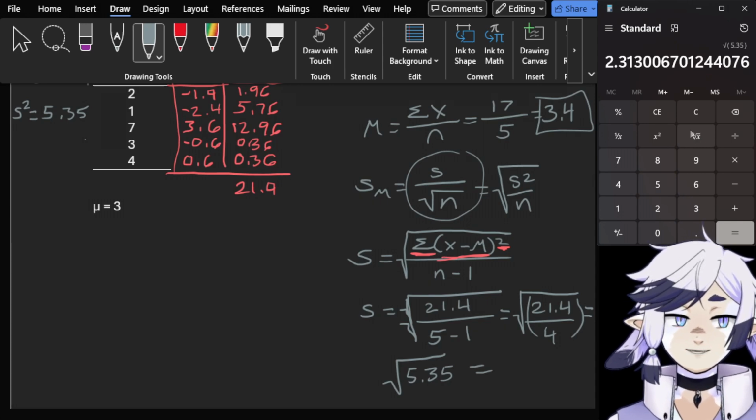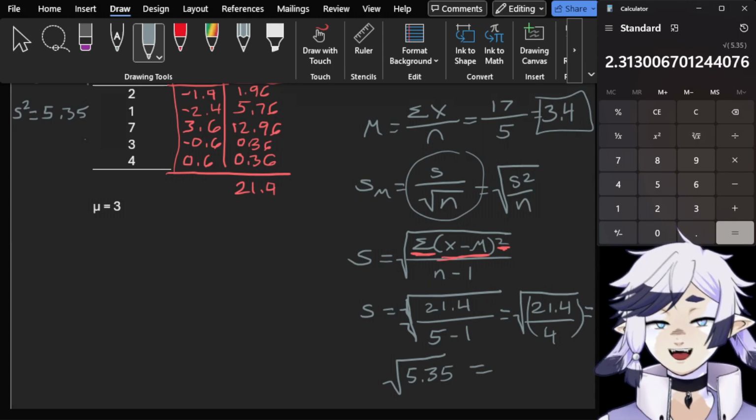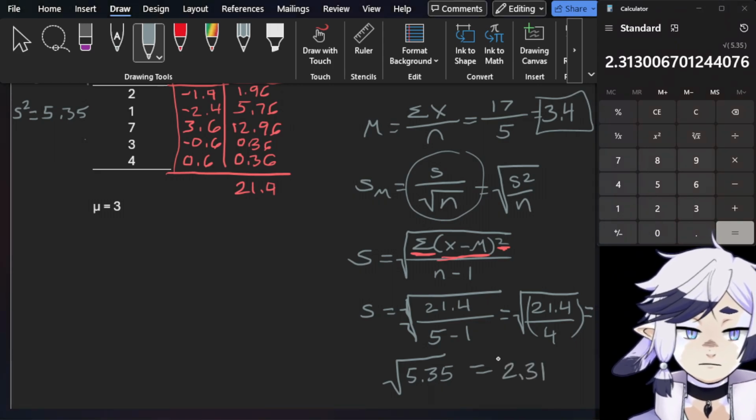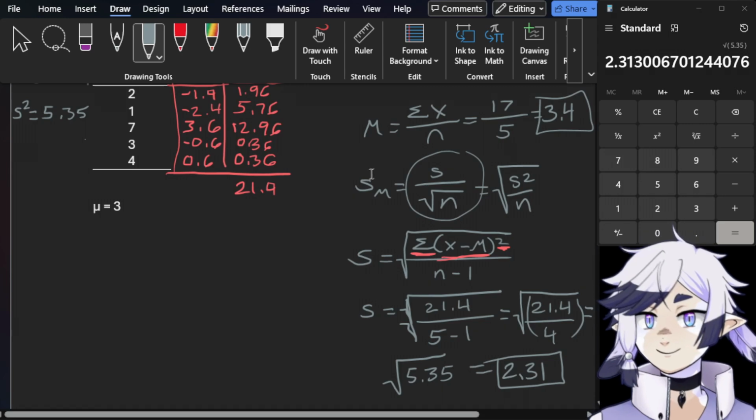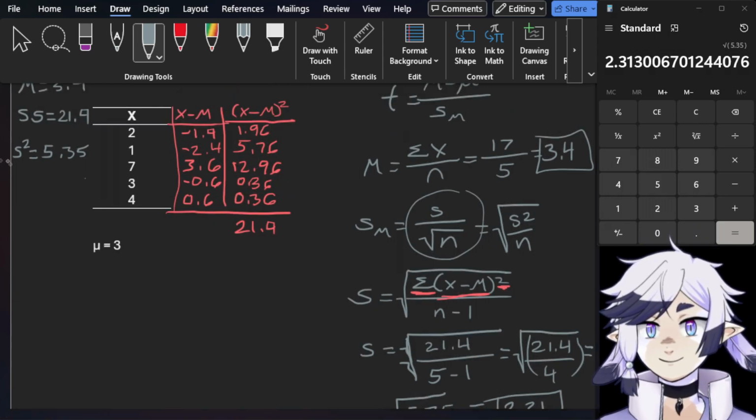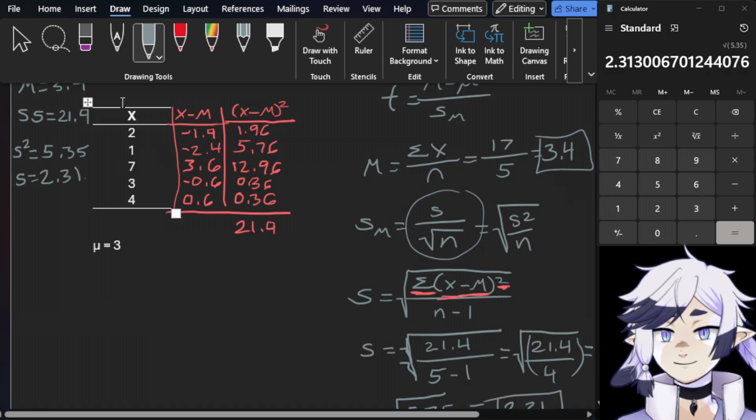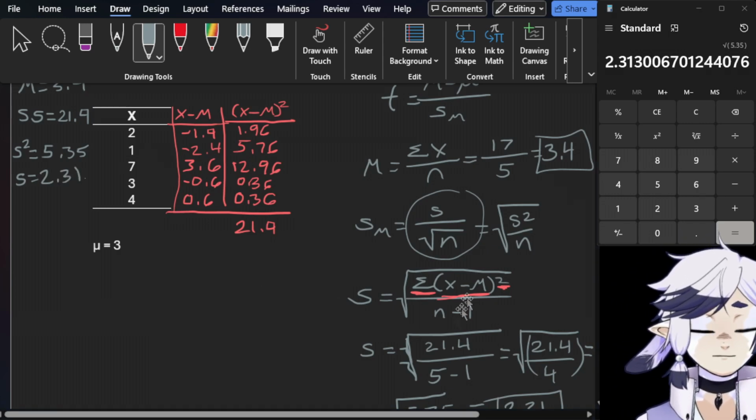And that's going to give us 2.31. I'm rounding to 2 decimals because that's APA style, though various teachers will have different preferences on rounding. So our standard deviation is 2.31. Nice. We've figured out our standard deviation.